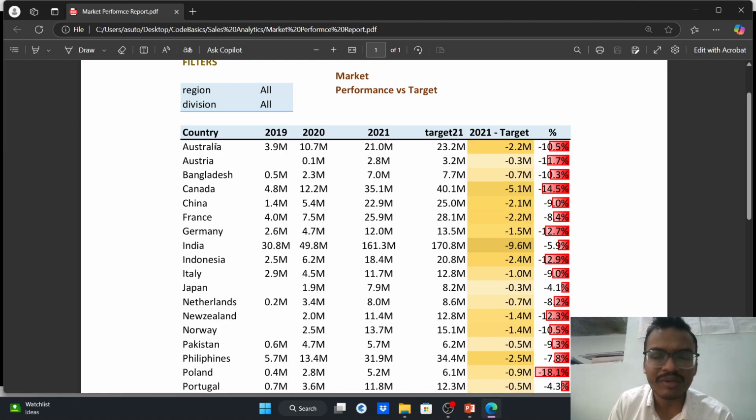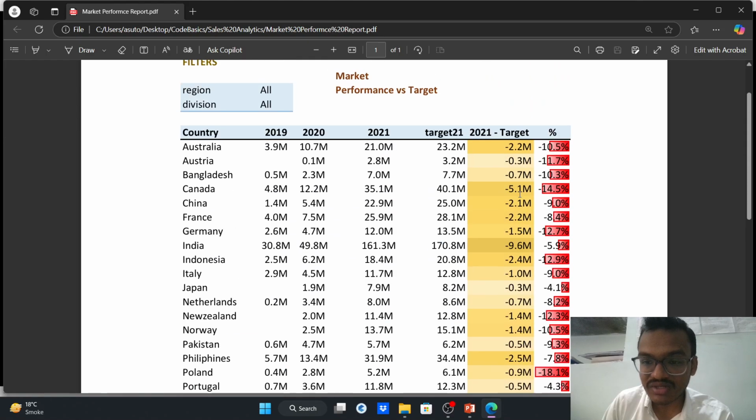okay, whatever the channel may be, it would be brick and mortar or e-commerce, it would be through retail or direct or through any distributor. But the net sales done in the Australia region is 21 million in 2021. Okay, but the target for 2021 was 23.2 million. So here you can see we have not met our target by 2.2 million. We are minus 2.2 million, which accounts to 10.5% of their sales. Okay, so in order to meet their target, they have to increase their sales by 10.5%.